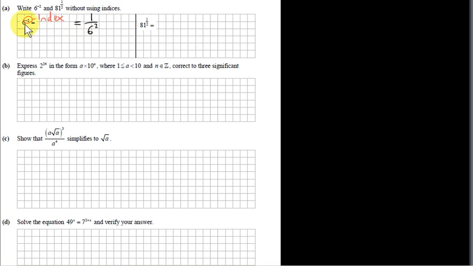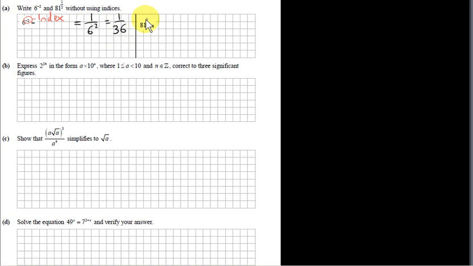We saw in previous videos that 6 to the power of minus 2 is 1 over 6 to the power of plus 2. And if we want to write this without using indices, we have to write it as 1 over 36. So there's no index in this. Well, you could say 1 is an index, but it's not shown.